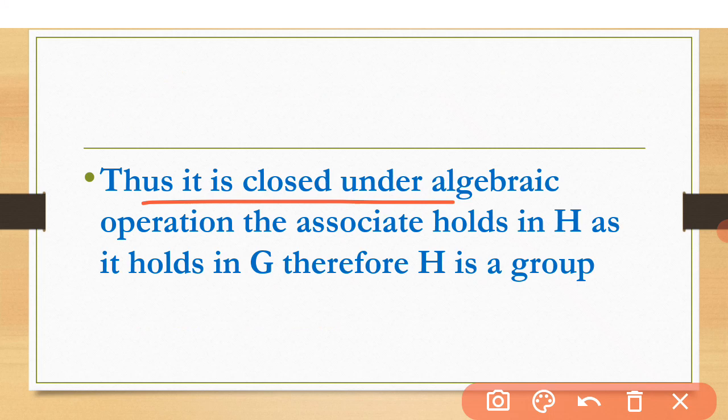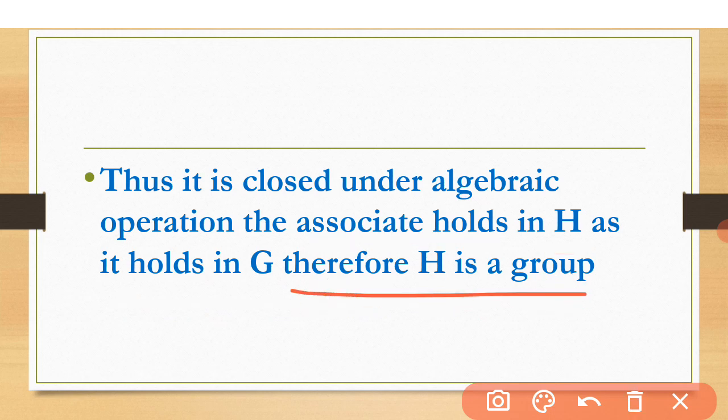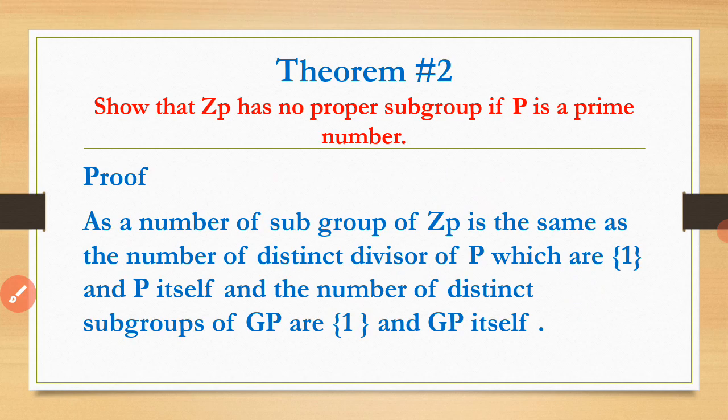First, we proved that the identity is present. Second, we proved that the inverse is present. And third, we proved the closure law. The given set H is closed under the algebraic operation, and we know that the associative law holds in every set we discuss. So the associative law holds in H as it holds in G, therefore H is a group, hence proved. Let's come to the second theorem.